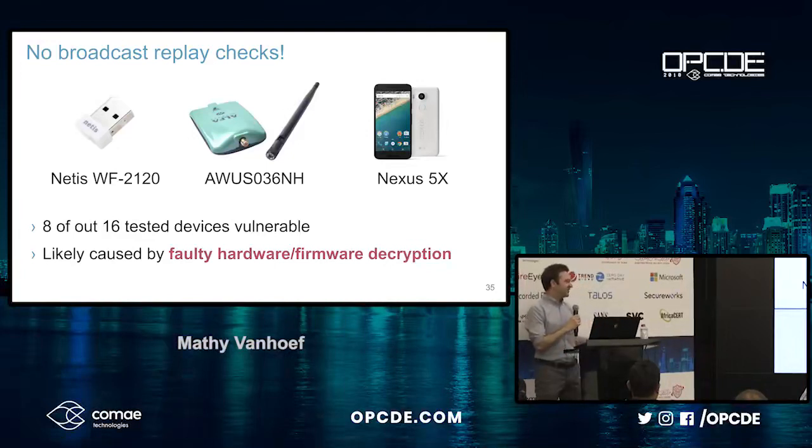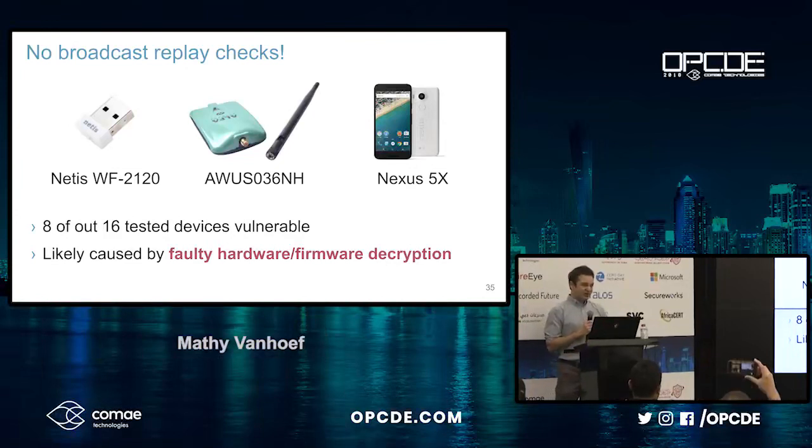So now you might be thinking, okay, maybe if you use an external USB Wi-Fi device then you're vulnerable, but if you just use your original Wi-Fi chip, then that's properly tested. But then we tested a Nexus 5X phone, and here the original firmware also accepts replayed broadcast frames. We tested 16 devices in total, and half of them are vulnerable. They just accept replayed broadcast frames, which is very surprising to us.